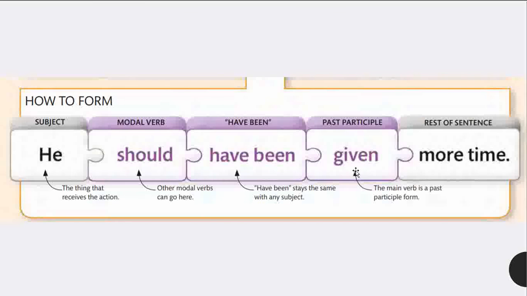He should have been given more time. The thing that is receiving the action is he. For stress we are using the word should. Have been remains the same because the tense has changed. Should have changes to should have been, and given is the third form of the verb: give, gave, given. So we use the third form, that is the participle, and more time is the remaining part of the sentence.